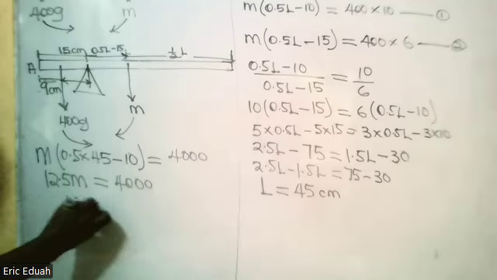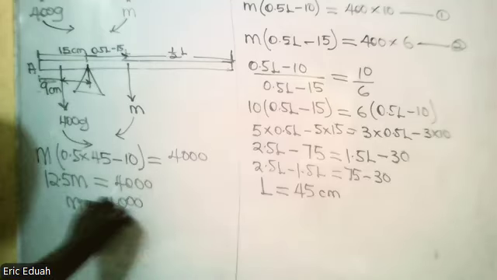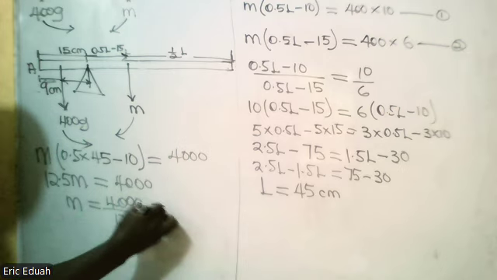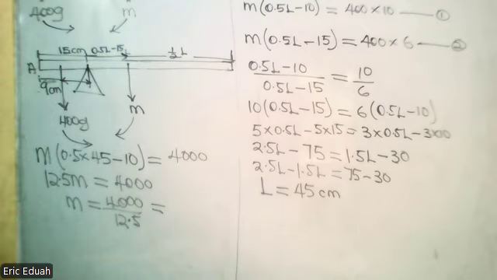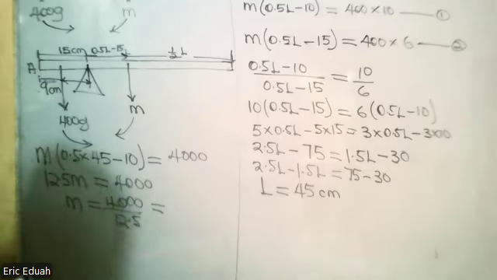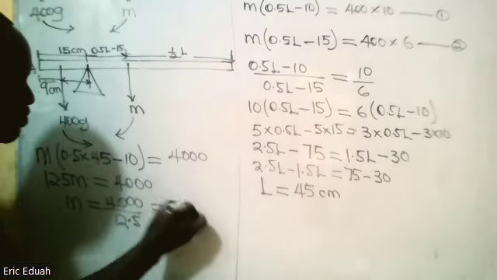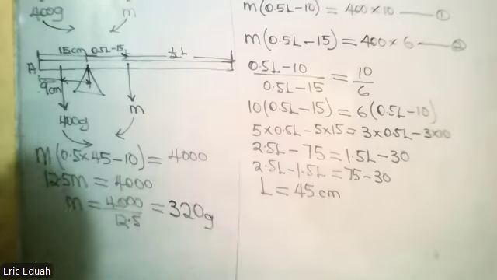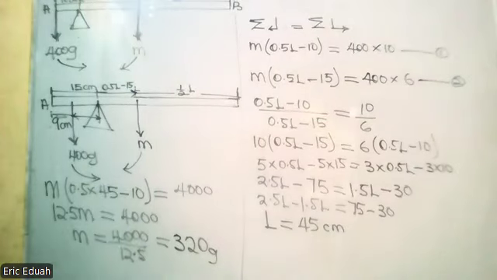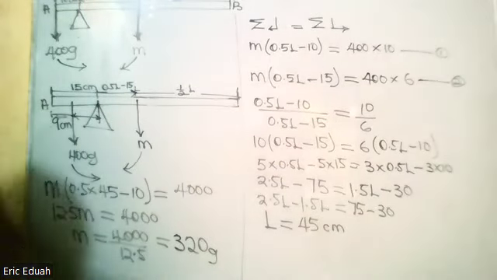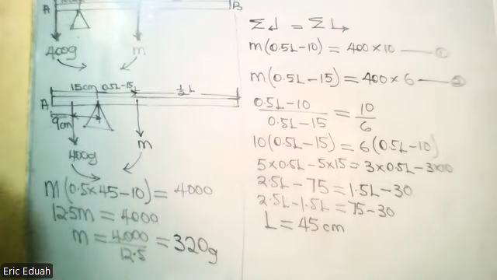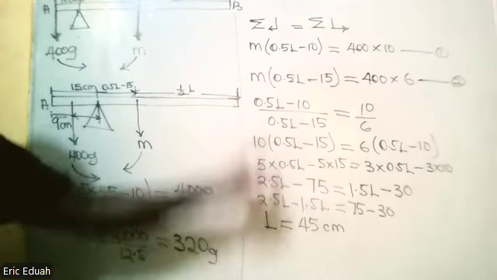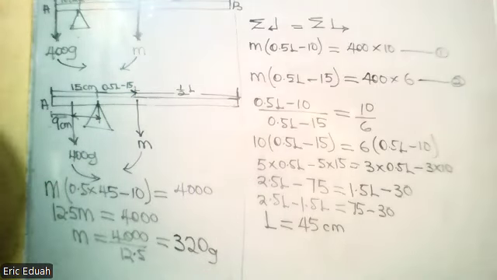Divide 4,000 by 12.5, and that should give you 320, exactly. That's important: 320 grams. So here, whether you use equation 1 or equation 2, you have the same result. I want you to test the same thing by substituting L into equation 2, and let's see what that would also give you.